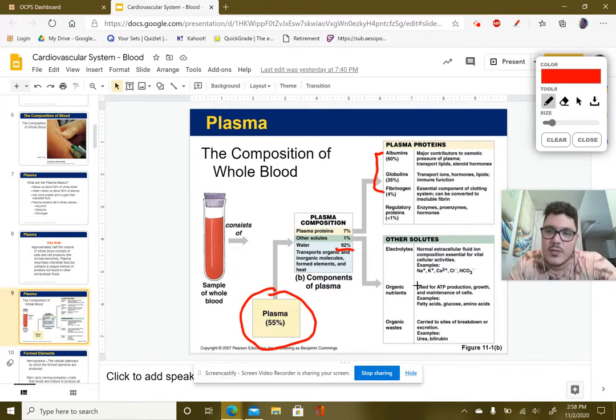Organic nutrients, useful for ATP production, growth, and maintenance of cells. That's all macromolecules, stuff that my previous units discussed. Fatty acids or lipids, glucose or sugars, amino acids or proteins. And then organic waste, that's going to be more associated with the stuff that you need to get rid of out of your body. That's going to be associated to breaking down and excretion. So that includes urea, which is a form of ammonia, which can be toxic. So you get rid of it as urine through the bladder and urinating it out. And then bilirubin is something your liver makes as a byproduct of cleaning your body out. And you typically remove it through your fecal matter. So it is excreted as well.